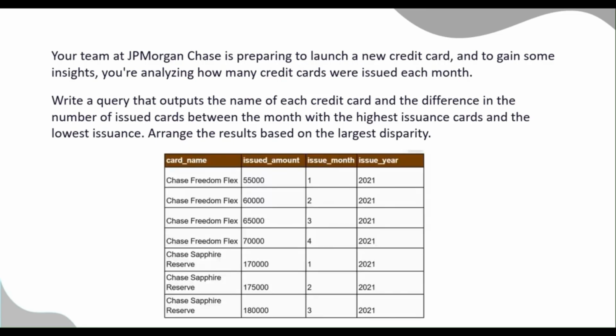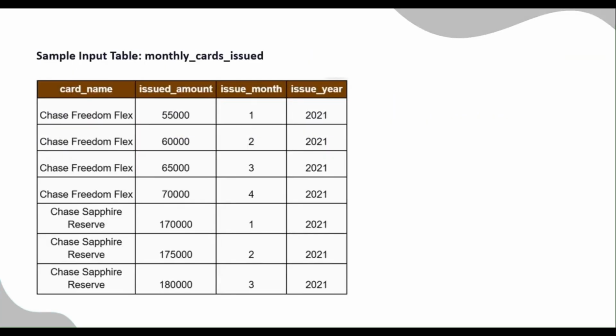You have been given a table that contains 4 columns: card name, which is the name of the card; issued amount, the number of cards issued in a given month; issue month, the month in which the cards were issued; and issue year, the year the cards were issued. Our goal is very simple: we just need to find the difference between the month with the highest number of cards issued and the month with the lowest number of cards issued for each credit card. So the final output should show the card name and the calculated difference sorted from the largest to the smallest difference. That's how your output should look.